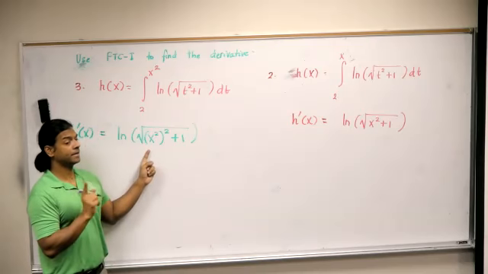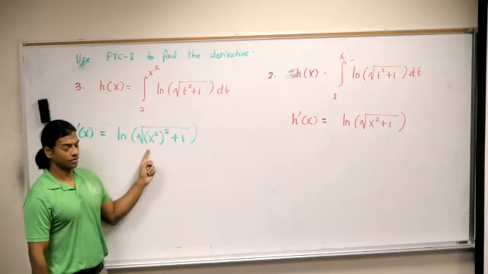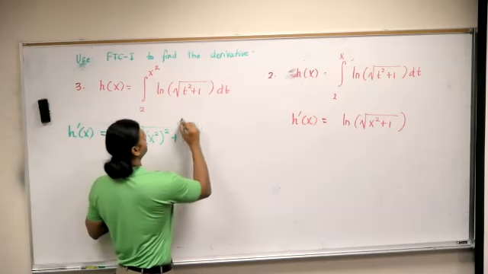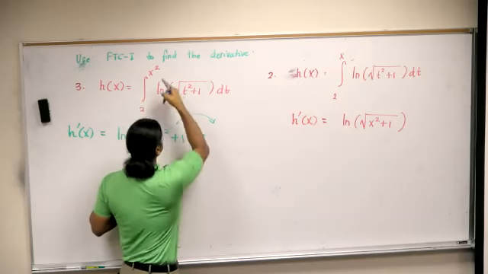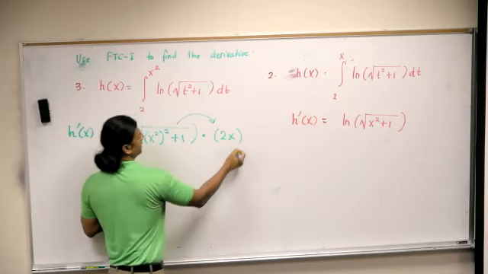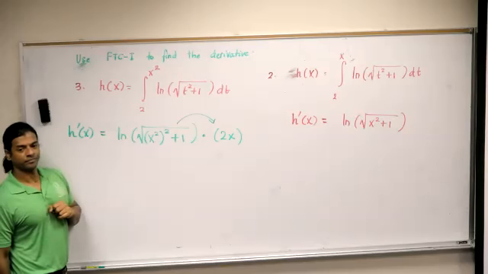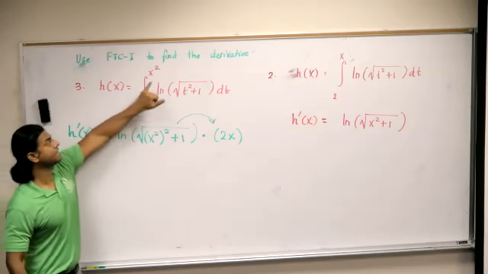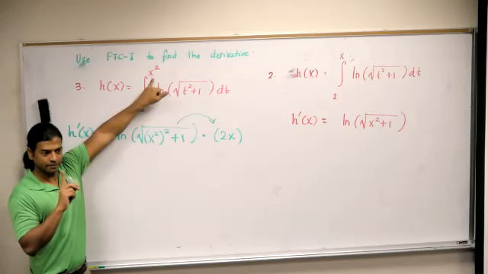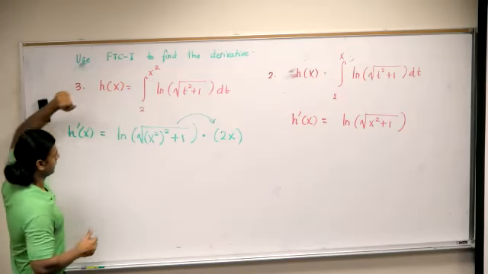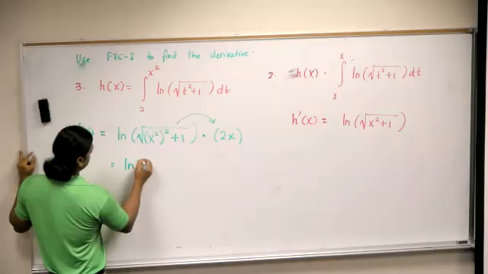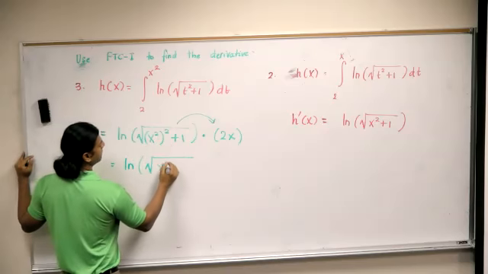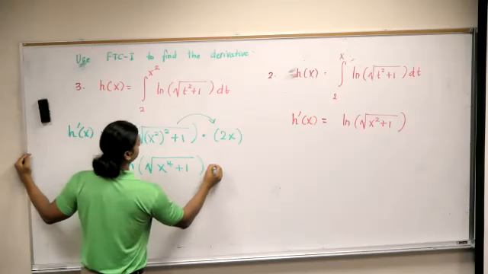Yes, but am I done? No. Since the limit is actually x squared, the derivative of x squared is 2x. You're taking the derivative of the limit because it's a function of x. So that would equal ln of the square root of x to the fourth plus 1, times 2x.